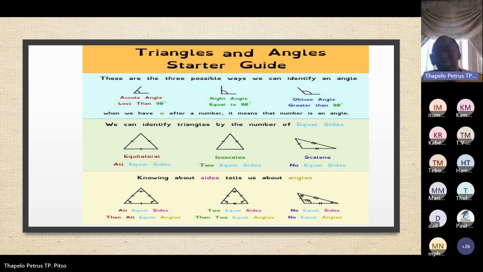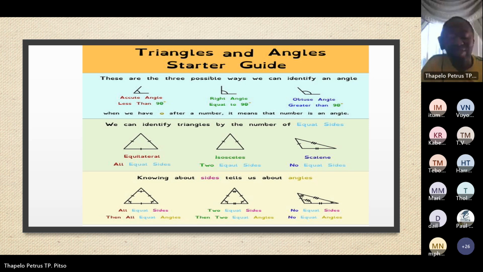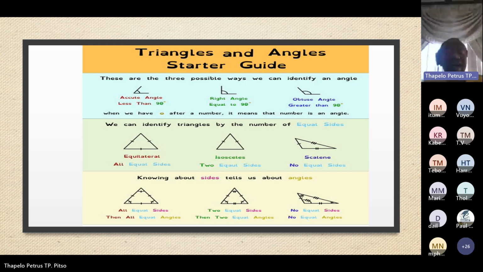That relationship, remember we said mathematics is a relationship subject. It's very important to remember that. Scalene, no side is equal to any other, and even the angles are not the same.